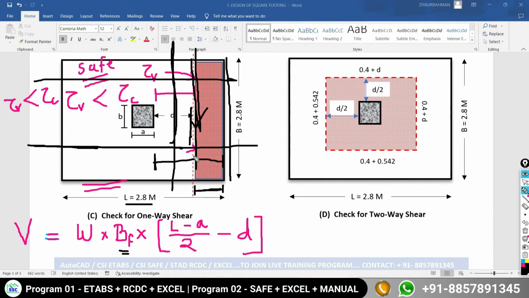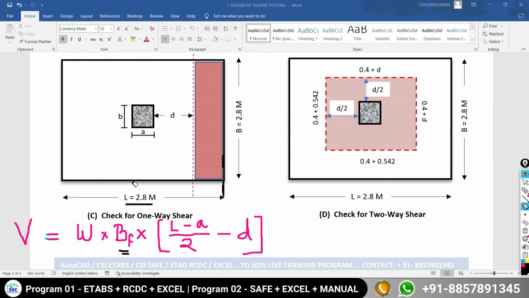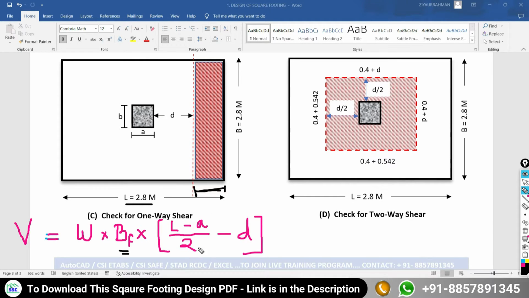Okay, and our intention is not to find out this total projection from the face of the column. Our intention is to find out this much projection. So how will you come to know this projection? You need to subtract the value of effective depth. Here it is the effective depth. Okay, so let me first clear this all so you will understand in a better way. I need to calculate this much. So L minus A divided by 2 minus the effective depth, you will get this much projection.